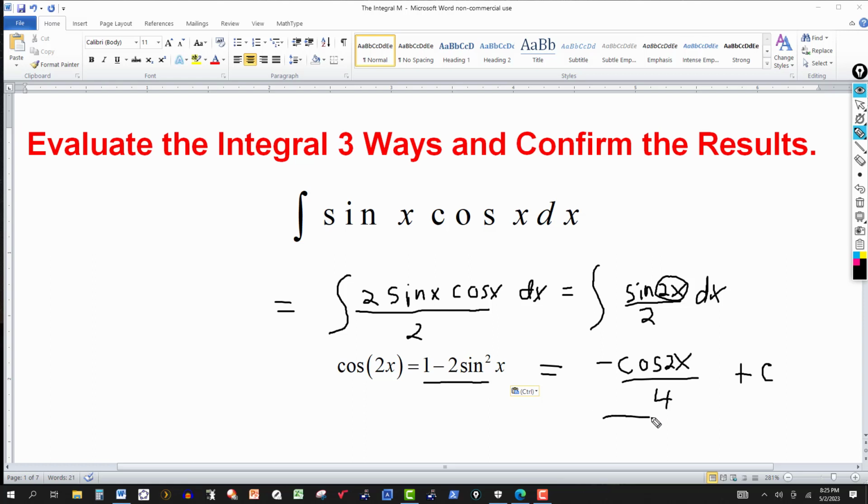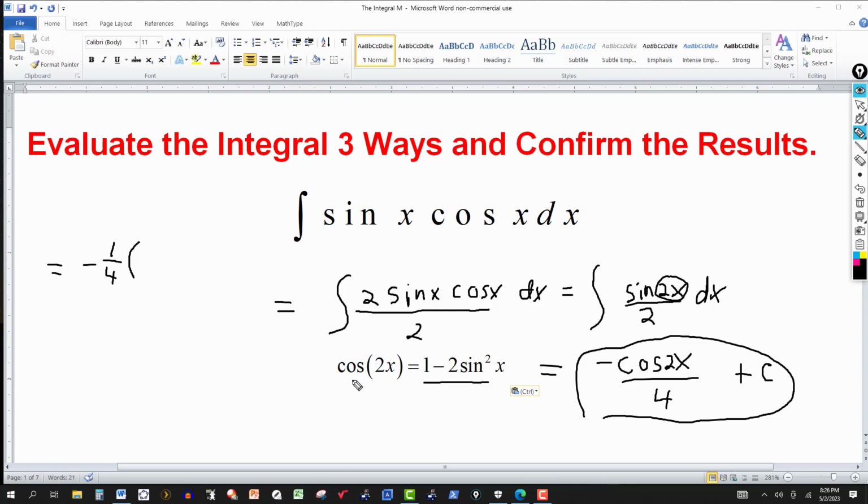Now this is the answer right here. That's the integral. But so that you can see that it is the same answer, I'm going to do this over here. So let's just say this is equal to, so this is a minus then, and then I'm going to put the 1/4 out in front here. So this is the answer using the third approach. I'm just rewriting it here.